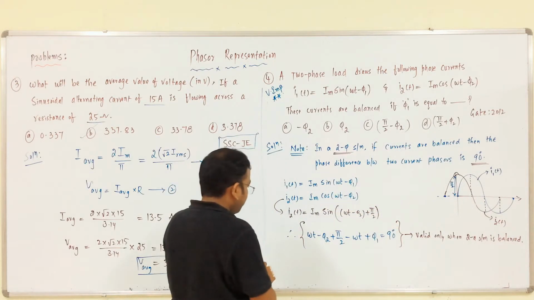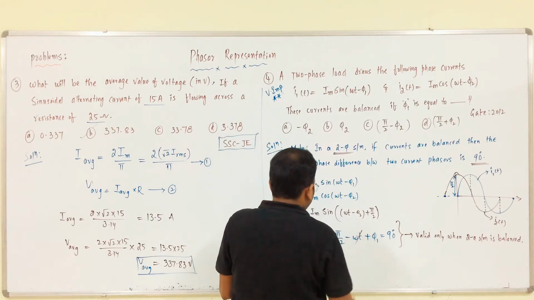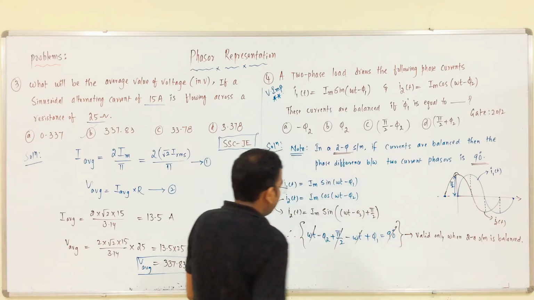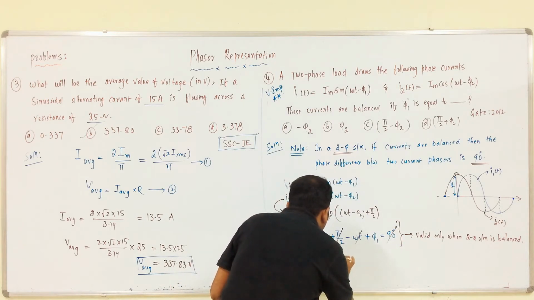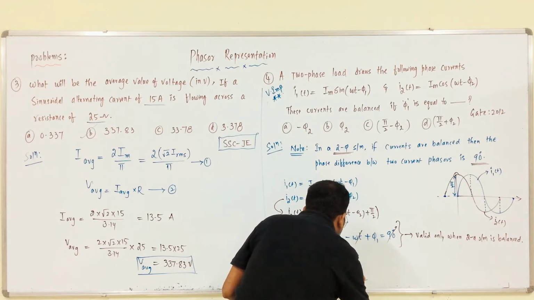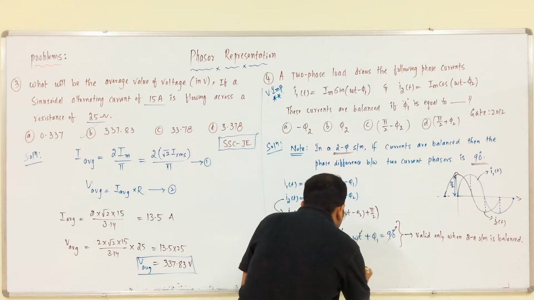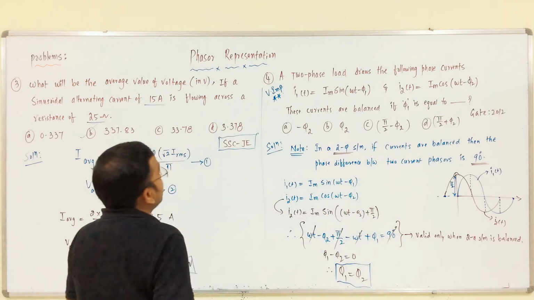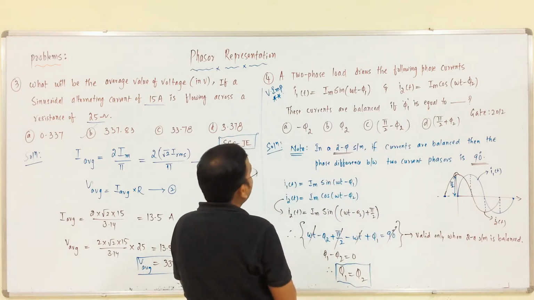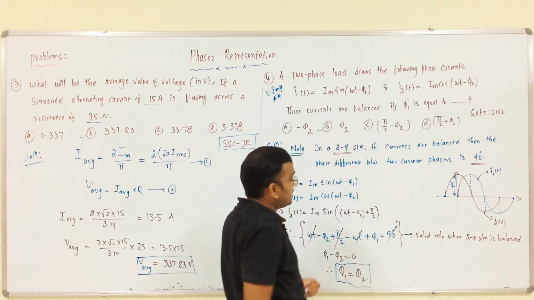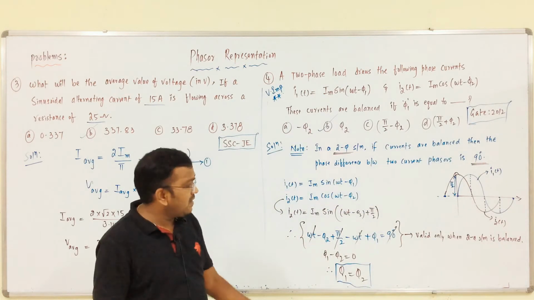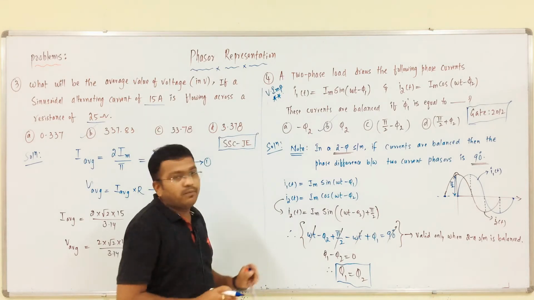So, from this, omega t gets cancelled, and the 90 also gets cancelled. So from this we have phi 1 minus phi 2 equal to 0. Therefore, phi 1 is equal to phi 2. These two currents are balanced if phi 1 is equal to phi 2. Option B is correct. This is a GATE 2012 problem, right. So, like this you have to analyze the problem and solve.